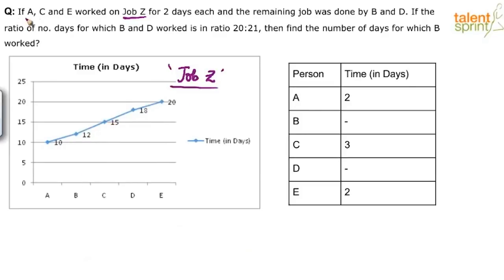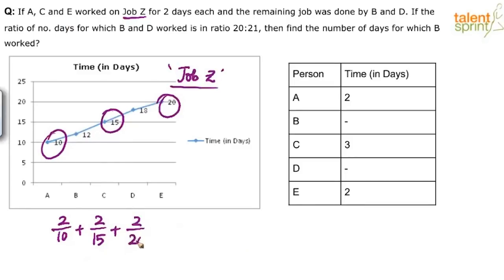So he says A, C and E worked on job Z for 2 days each. Now understand, A in 1 day can finish 1/10. So in 2 days he'll finish 2 by 10. Plus C in 1 day can finish 1 by 15. So in 2 days C will finish 2 by 15. Plus E in 1 day can finish 1 by 20. So in 2 days E will finish 2 by 20.